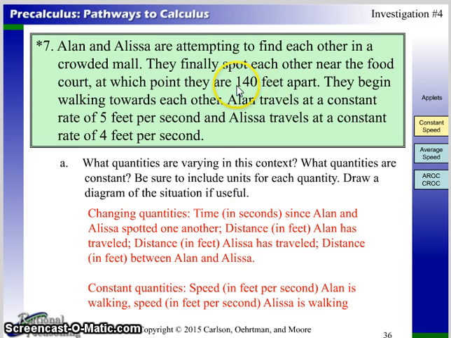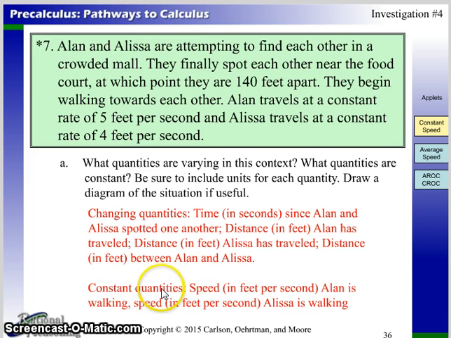And then I notice there was a constant in the problem. When they spot each other, they're 140 feet apart. So to me, another relevant changing quantity would be the distance in feet between Alan and Alissa. And I think this is where we're going.